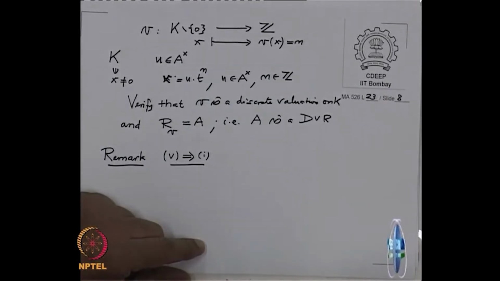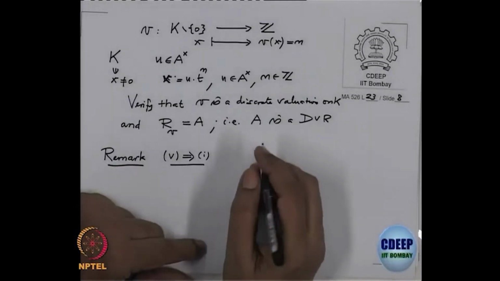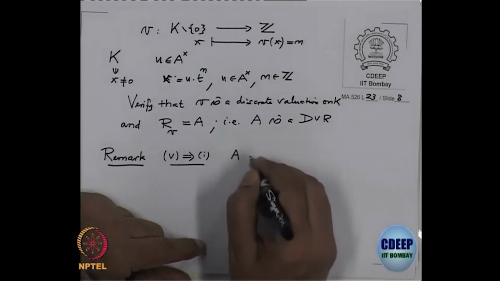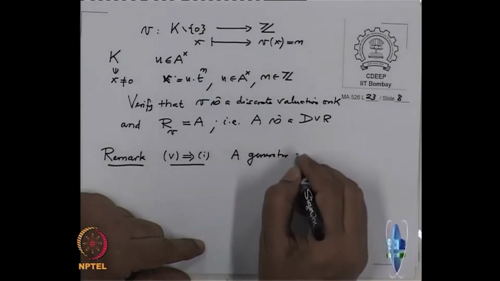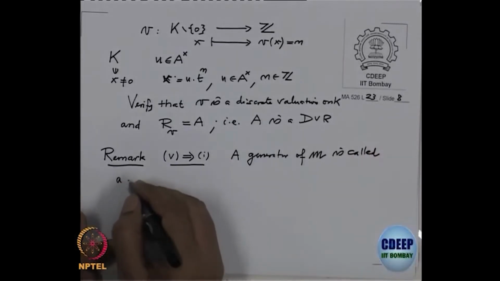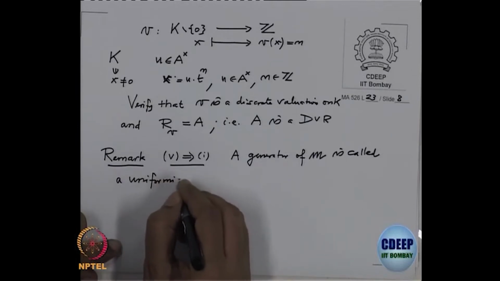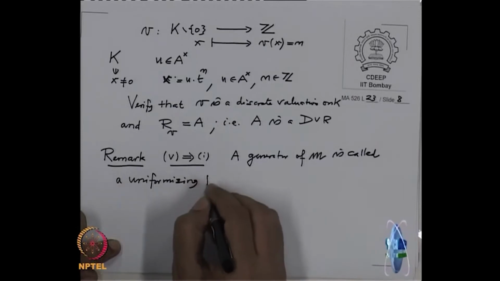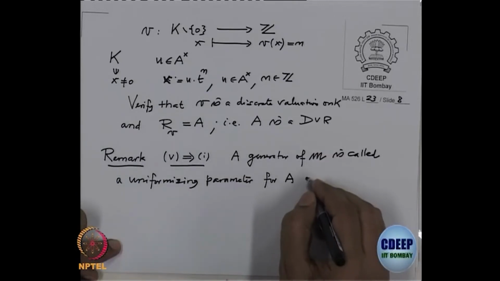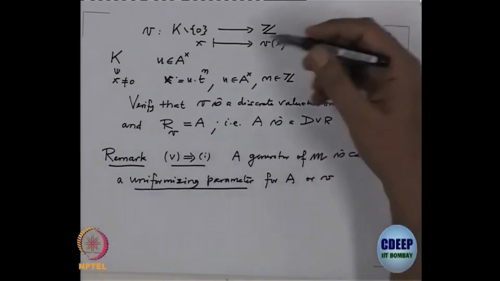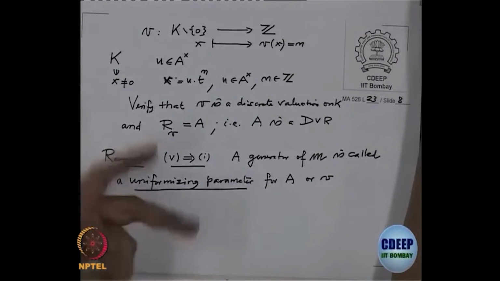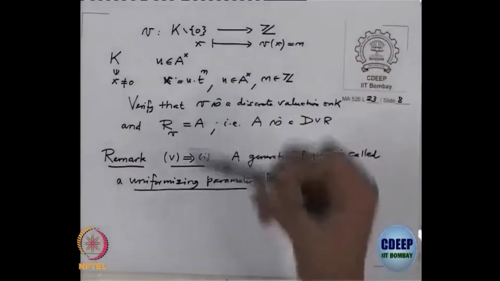So note that the choice of a generator of M is called a uniformizing parameter for A or V. There is a choice for a generator, because one may choose some other generator to be a unit multiple of the given t, but the valuation will be the same.